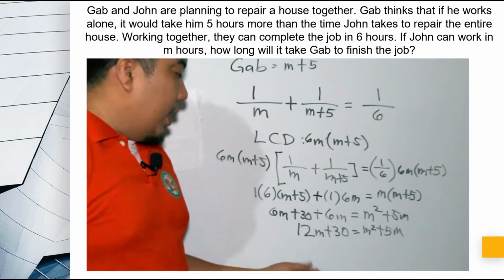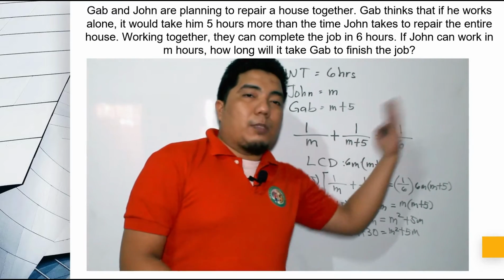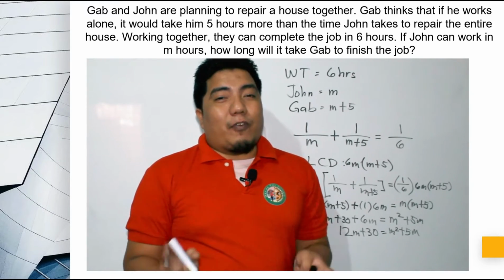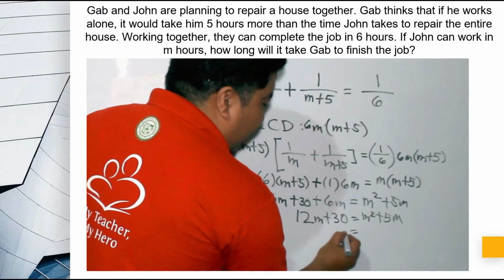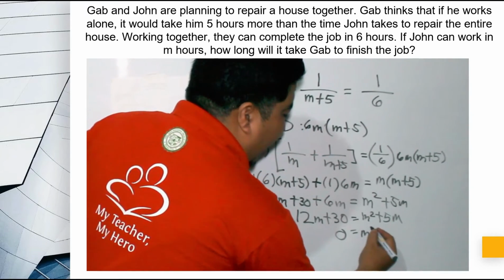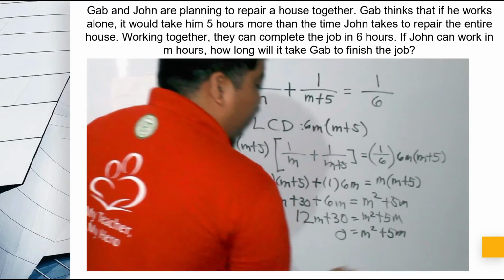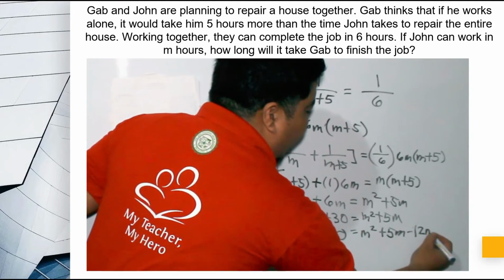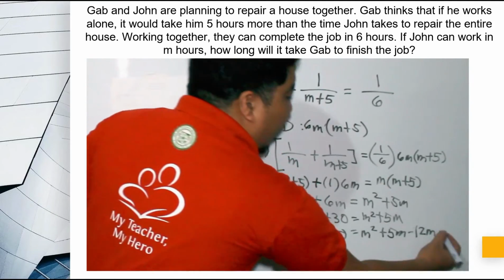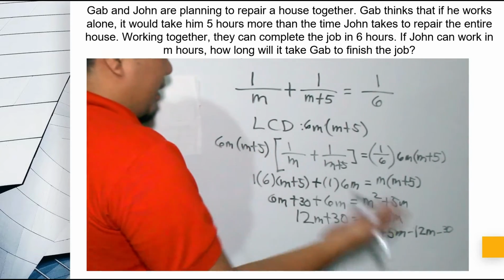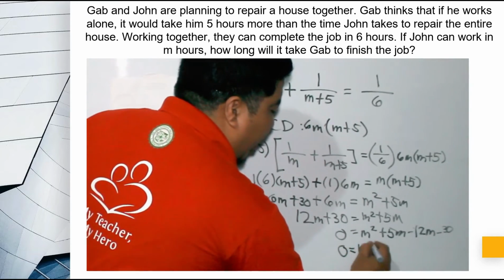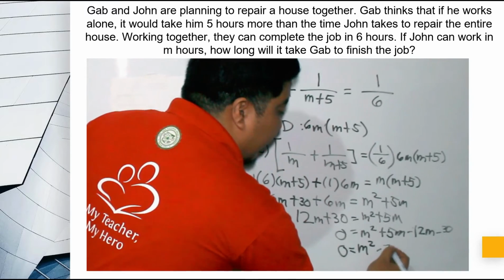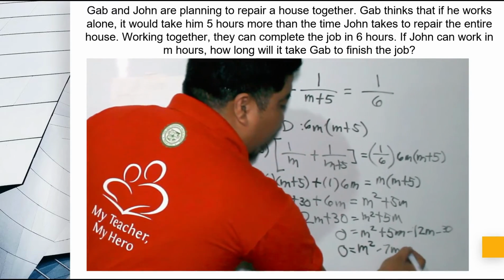Now, as you can see here, that 12m and 30 will be transposed to the left side because we will make this as a standard form of a quadratic equation. So, what will happen? This will be 0. Then, we will copy the m squared and the 5m. And our 12m here, this is positive. When this transposes, this will become negative or minus. Okay. And the plus 30 here will become minus 30. Okay. So, by simplifying, we have m squared, 5 minus 12, that is negative 7m. Okay. Minus 30.